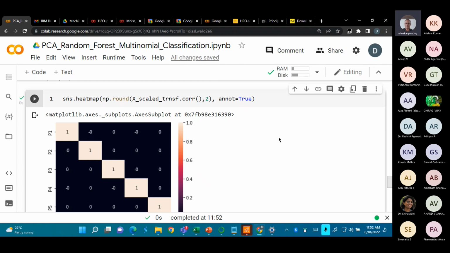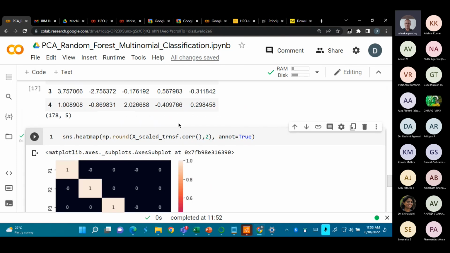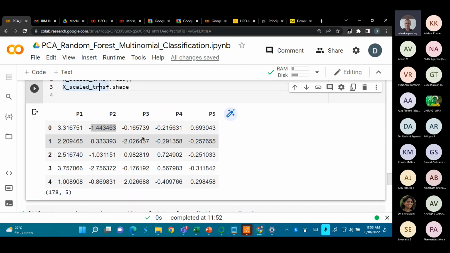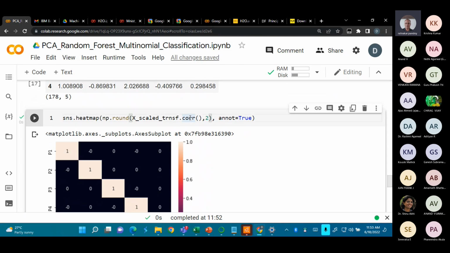What does it really mean? What is the significance of this? First of all, what have we done? The transformed data, this is our transformed data. We have done the PCA on it. We have done the transformation, which is a fit transform. Now we are doing a linear correlation on this. We are rounding it off to two decimal places, and then we are doing the heat map.